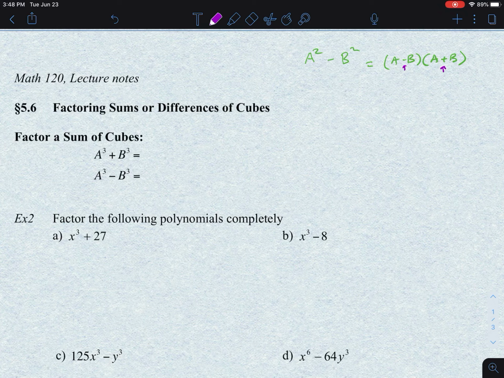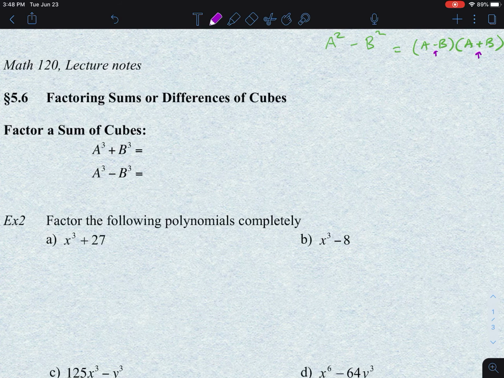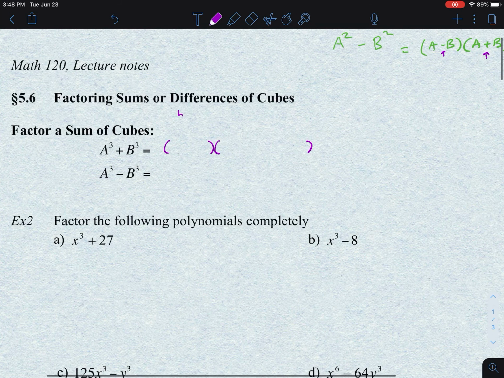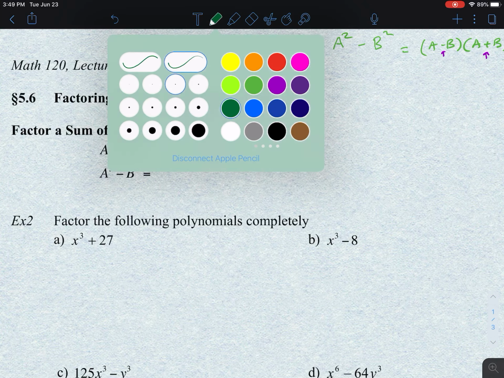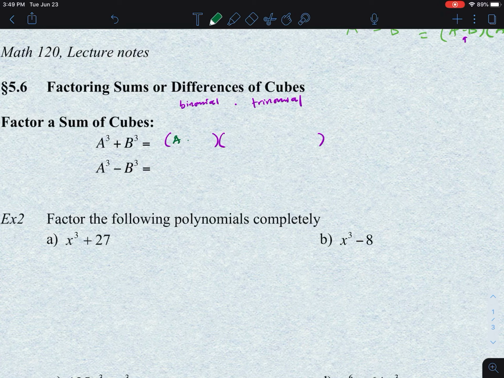The sum of cubes and difference of cubes are slightly different. The formula is as follows. If we have a cubed plus b cubed, this factors into not a binomial times a binomial, but a binomial times a trinomial. So those are the factors of the sum and difference of cubes. The first factor is going to be a plus b, and then the second factor is going to be a squared, b squared, and minus 2ab plus b.